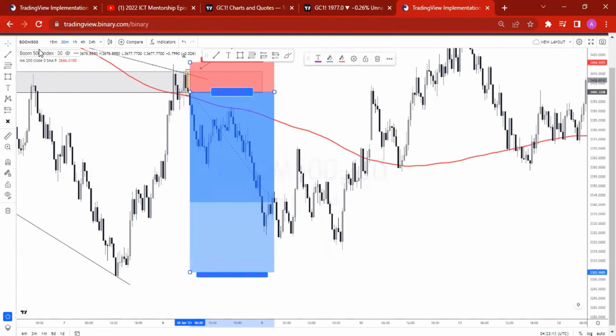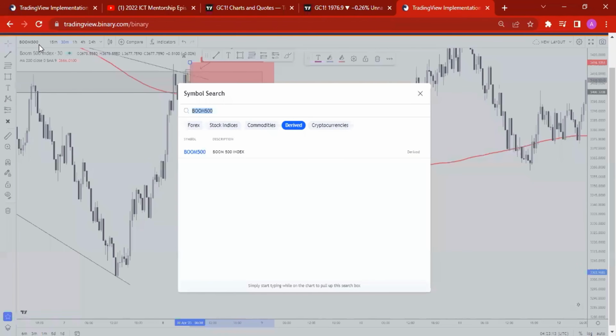Now the next model I'm going to be talking about is the ICT, because sometimes I tend to use the ICT.